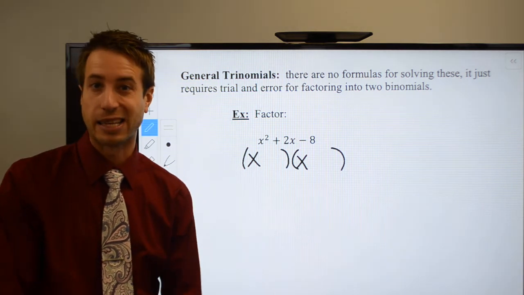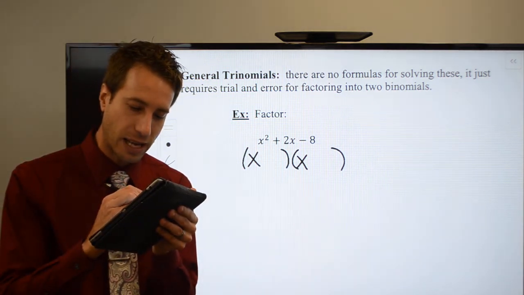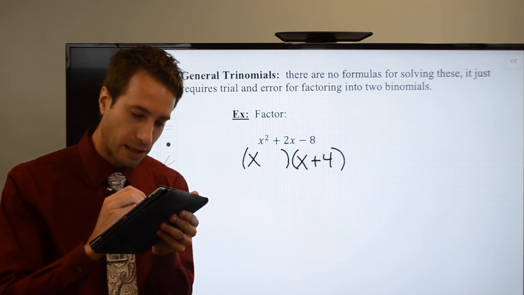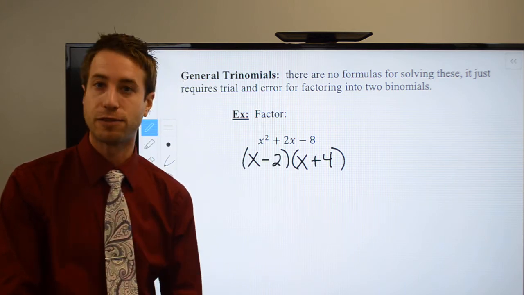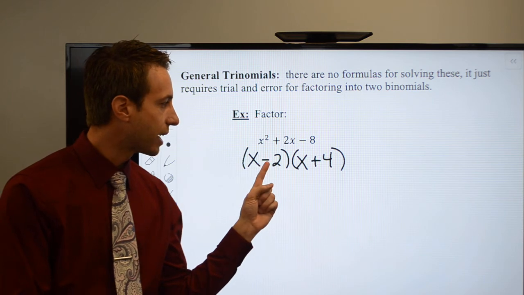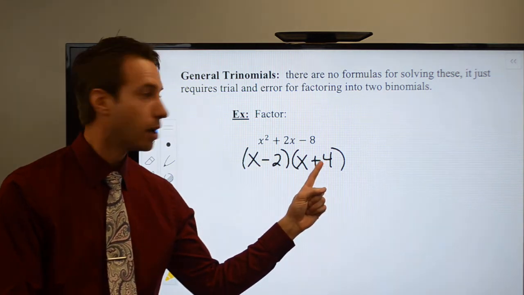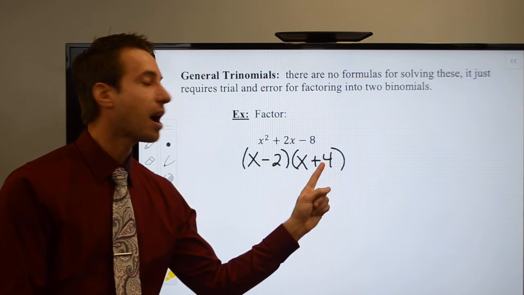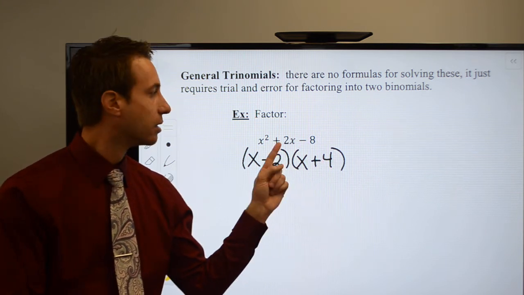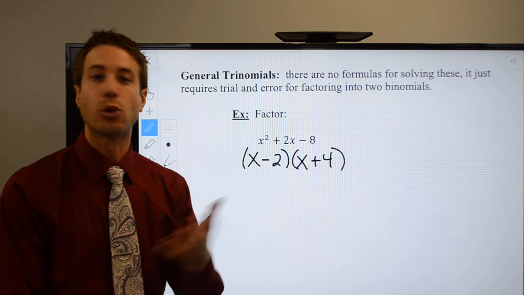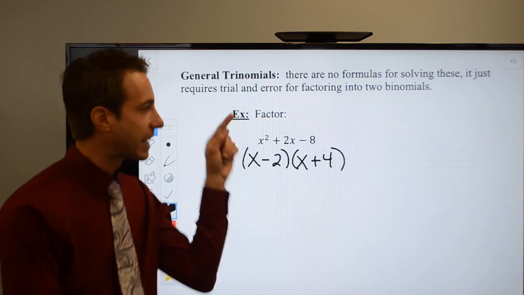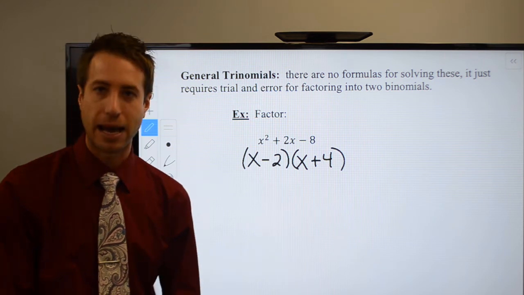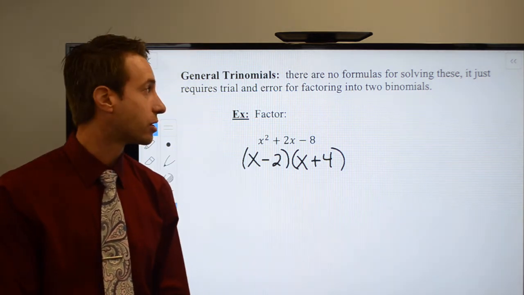Well, actually, that's not that difficult. It turns out if I use a negative 2 and a positive 4, here's what I see. Negative 2 times a positive 4, well, that gets me a negative 8. And a negative 2 plus a positive 4 leaves me with the positive 2. So if I were to FOIL this guy out, I get right back to what I started with. So I know I found my 2 factors and you're all set there.